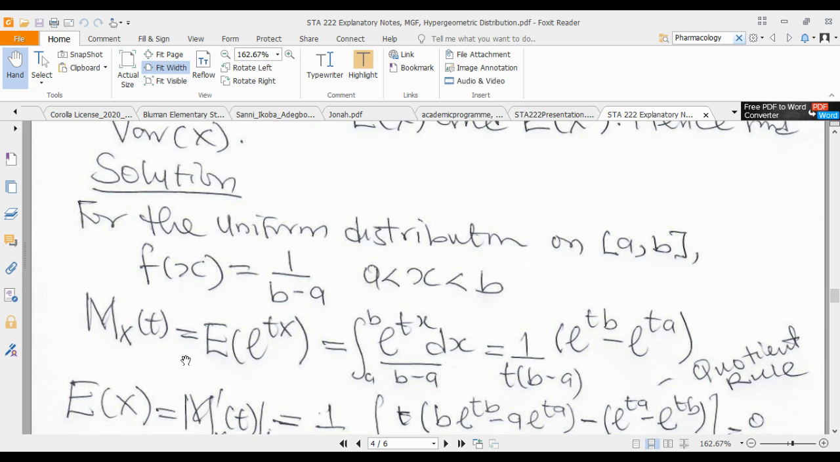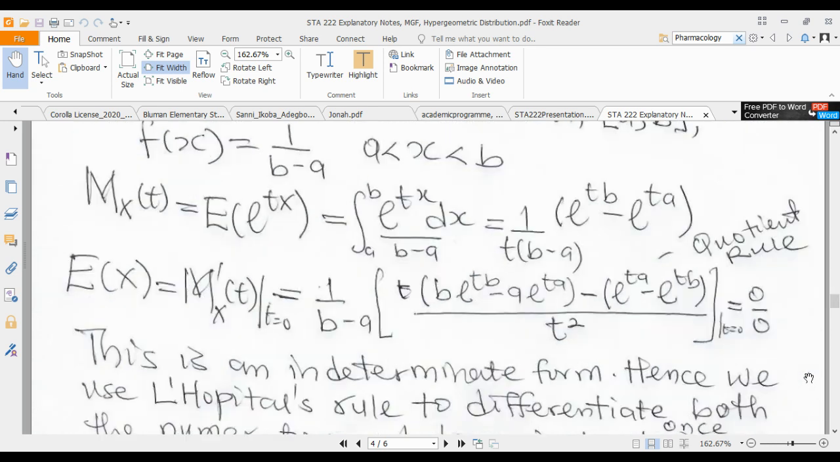So the MGF from first principles is the expected value of e^(tX). Going through this, we incorporate e^(tx), then f(x), then dx, which will give us 1 over t(b - a) multiplied by (e^(tb) - e^(ta)). That is the MGF of the uniform continuous distribution.